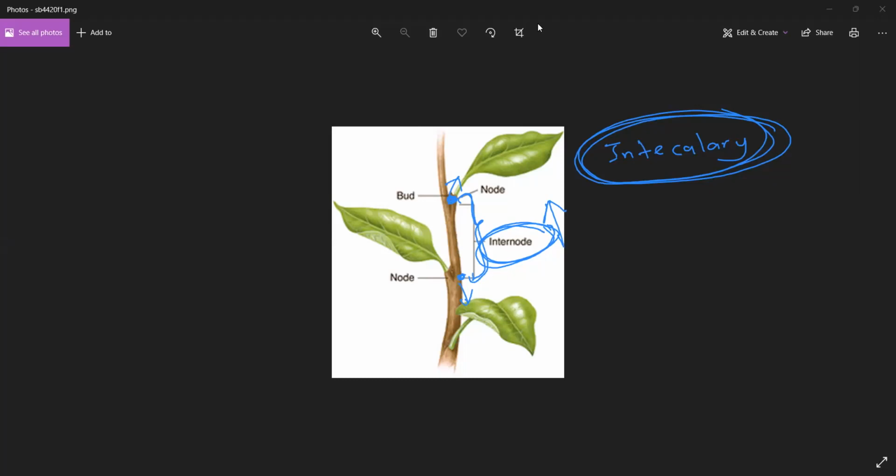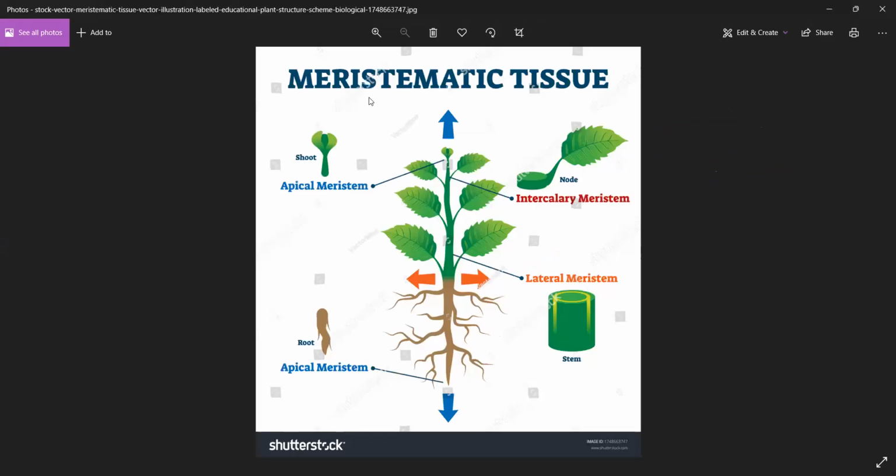The meristematic tissue. So we saw about the apical meristem and intercalary meristem. Now we'll come to the third type, that is lateral meristem. Lateral meristem, children, you usually have in the stem and root only. Now think this is the stem.